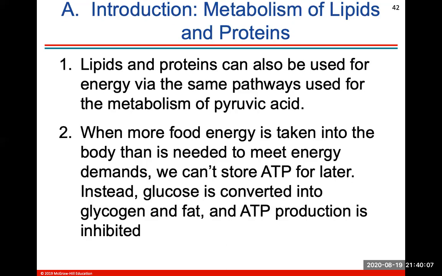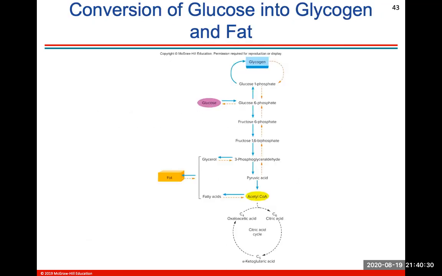So when more food energy is taken into the body than is needed, we can't store ATP for later. So instead, glucose is converted to glycogen and fat. This makes sense. If you eat too much, you get fat because the extra food that you're eating is being stored as fat. ATP production will be inhibited if there's too much of it. So this is the conversion of glucose into glycogen and fat.